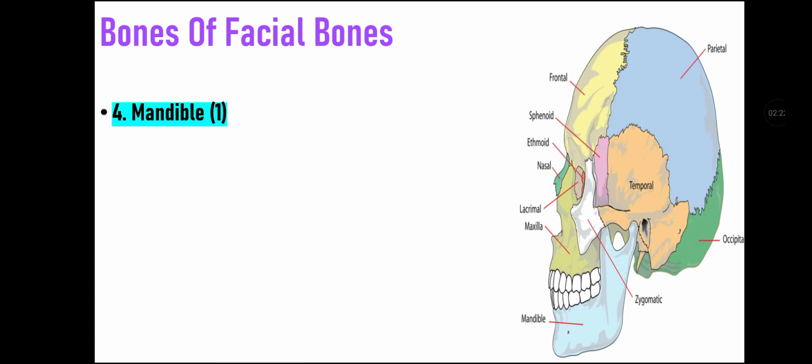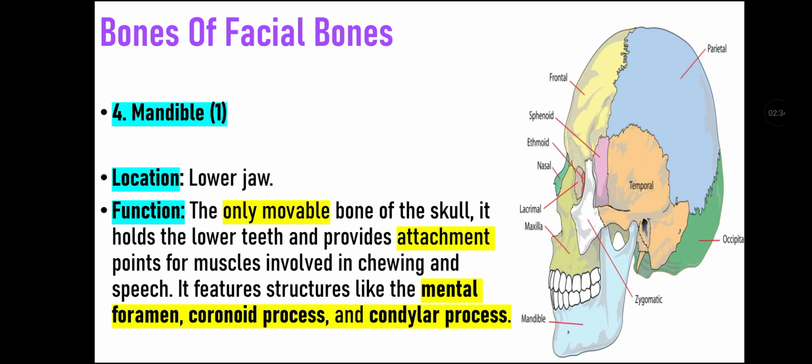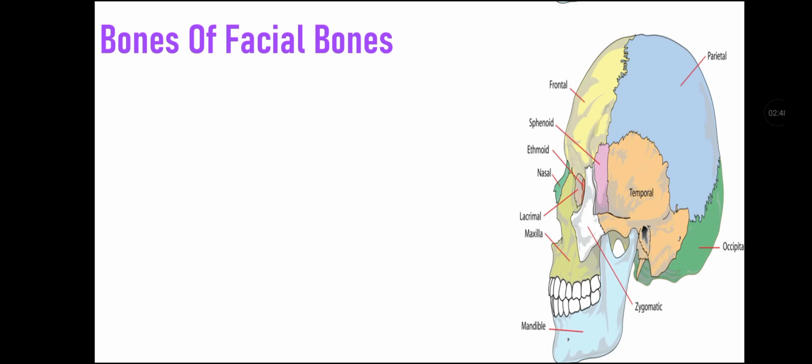Next facial bone we have is the mandible. That is an unpaired bone. That means there is only one mandible in every skull. As you can see in the diagram, the blue color bone that is holding the lower teeth is the mandible. Its location is the lower jaw. Its function: the only movable bone of the skull, it holds the lower teeth and provides attachment points for muscles involved in chewing and speech. Its structures are like the mental foramen, coronoid process, and condylar process.